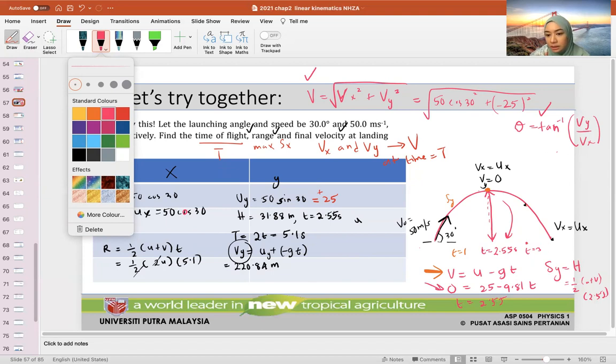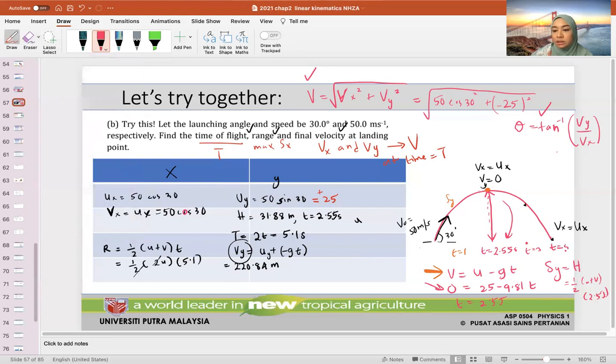Okay, so kita dah tahu kat sini 2.55. Therefore, I know untuk habiskan projectile motion ni, the time hujung ni is 5.1. Do I know the information about the velocity at this point? I know for Vx, but I don't know for my Vy. This is an unknown. It's not 0 because I want to know what is the velocity before it touches the ground. So it's not 0 yet.